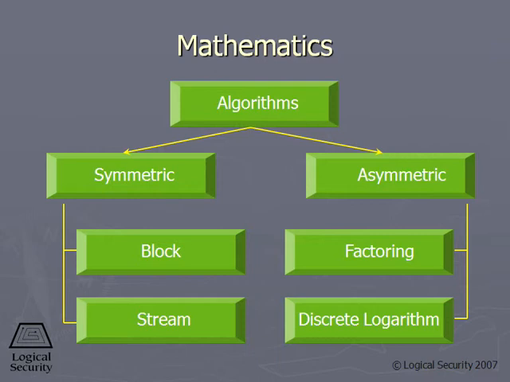And asymmetric, the two types of mathematics that are used are factoring large numbers and discrete logarithms in a finite field. So these are things that you need to know, and we're actually going to build on top of these concepts. We've looked at some asymmetric algorithms: how Diffie-Hellman works, how RSA works, and El-Gamal. Now we're going to look at some symmetric algorithms and how they work and how one's different than the other.